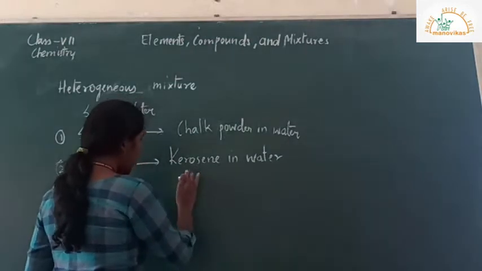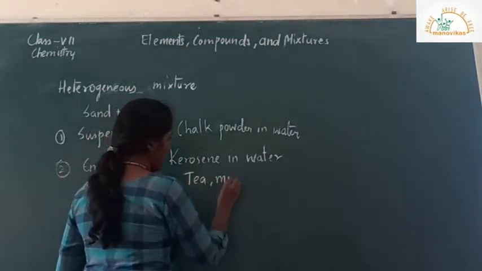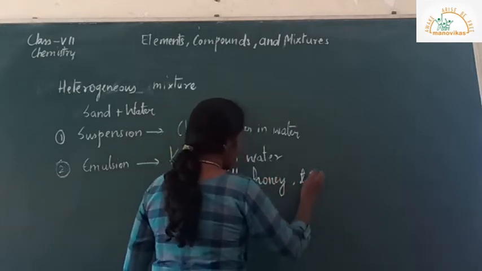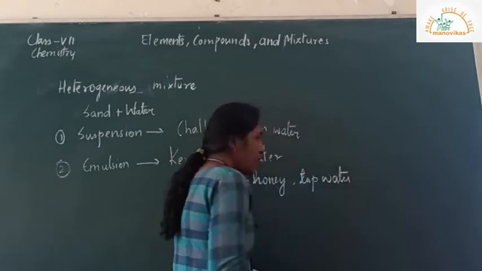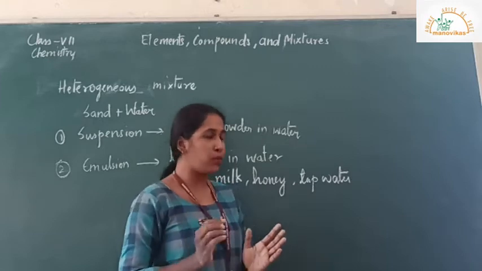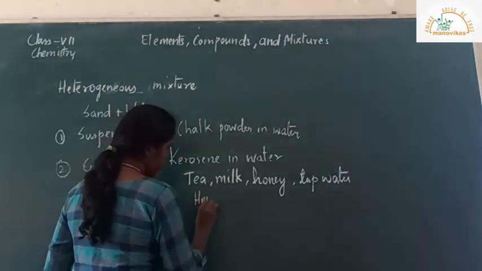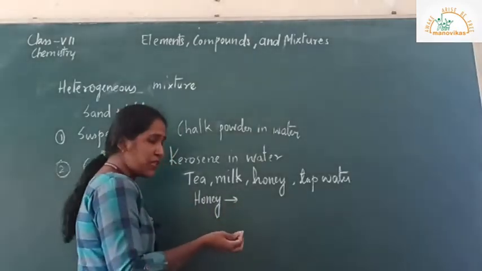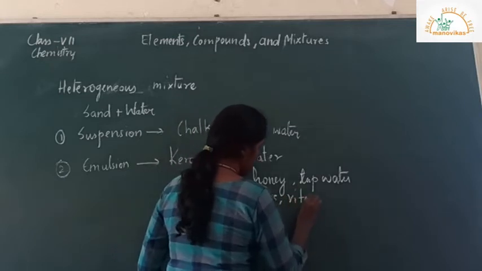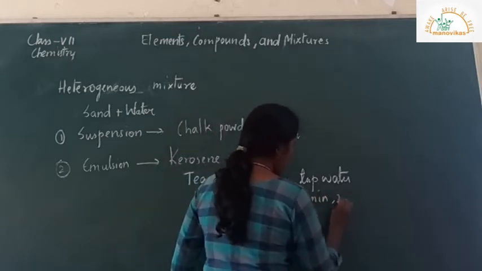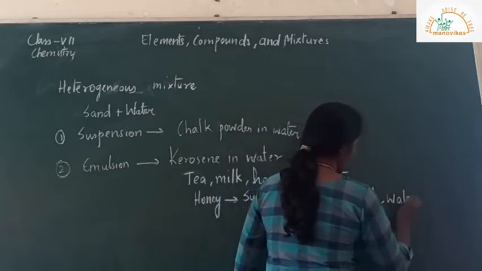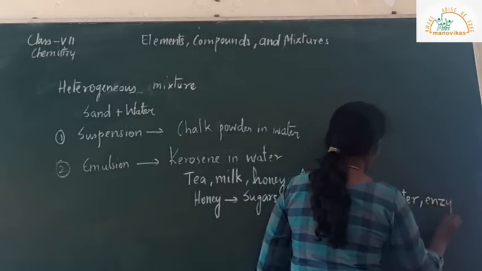Okay. Most of the substances that we get in nature are mixtures. So here we can take examples: tea, milk, honey, tap water. So here it is forming a homogeneous mixture, which has uniform composition. Let's take an example, honey. Honey forms a homogeneous mixture which contains sugars, vitamins, minerals, water and enzymes.